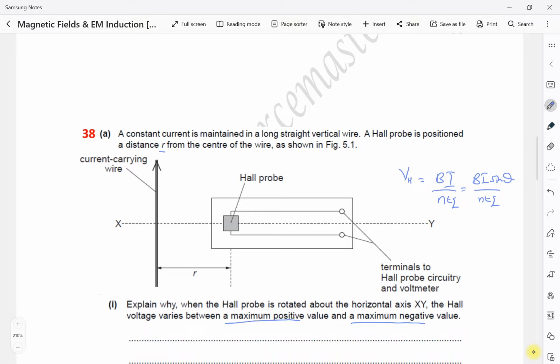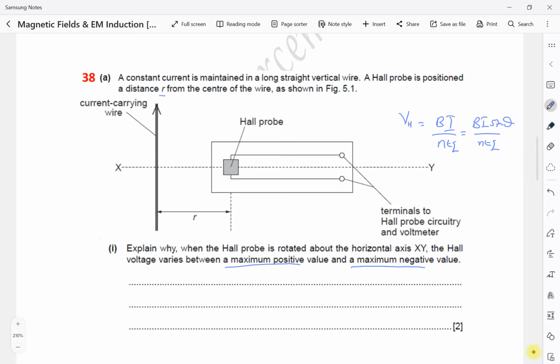If the angle between the plane of the probe and the magnetic field is 90 degrees, or perpendicular, then if we take sine theta, sine of 90 is 1, so the Hall voltage is going to be maximum. If the plane of the probe is parallel to the magnetic field, then the Hall voltage goes to 0. And when we move in the opposite direction, it goes to another maximum value, which is going to be negative. So we shall say that the Hall voltage depends on the angle between the plane of the probe and the magnetic field.